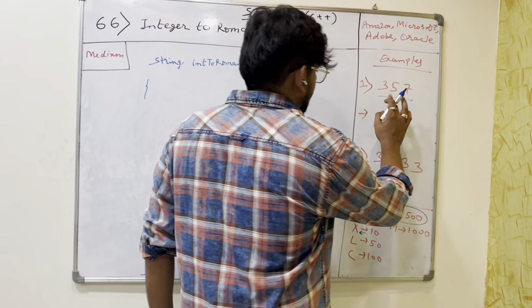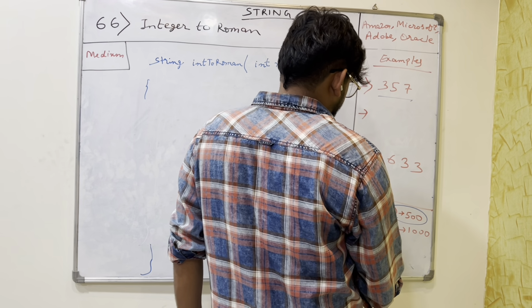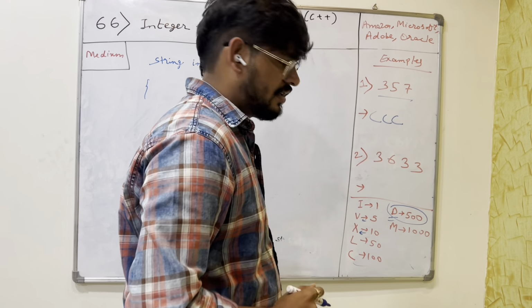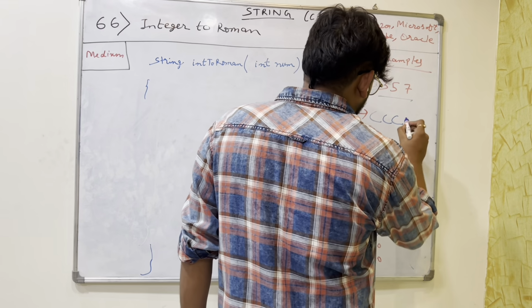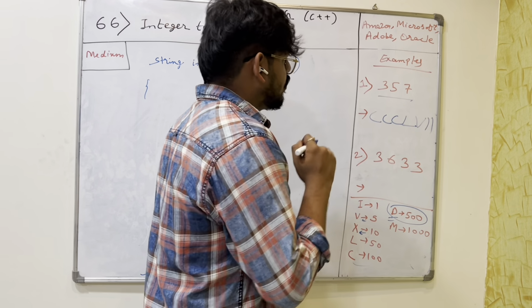Now 357, we know this is 300, right? Because we can see it. So we can actually directly write it as 3C. Okay, this becomes 300. And then 50, we know 50 is represented by L, and 7 is represented by this. Okay, so we solve this.